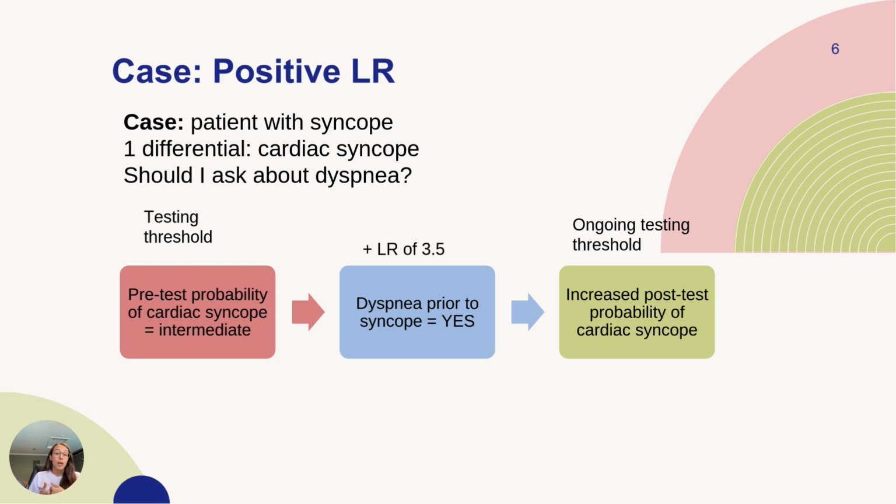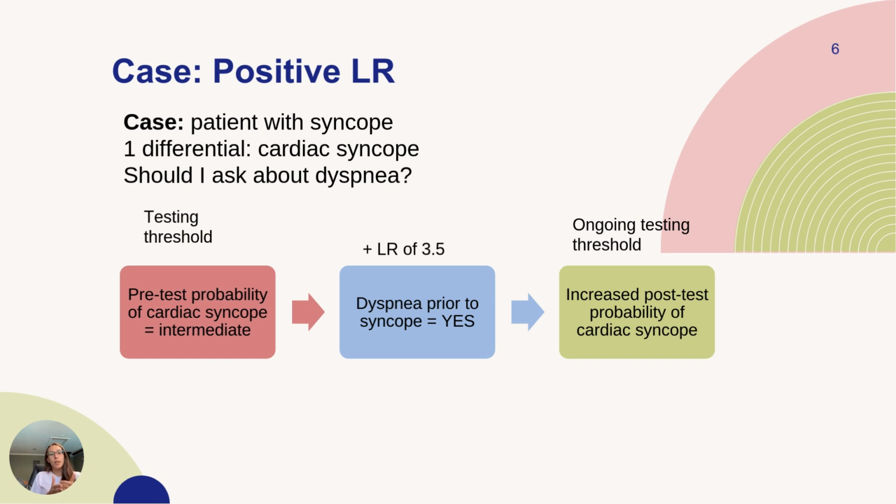And now I'm going to ask if they were feeling short of breath before they had the syncopal episode. We know that just asking that history question, which is a test in and of itself, has a positive likelihood ratio of 3.5, which is decent. It might not majorly change your post-test probability, but it might marginally increase your post-test probability that this could be cardiac syncope. So let's say they say, yeah, I was really short of breath before I fainted.